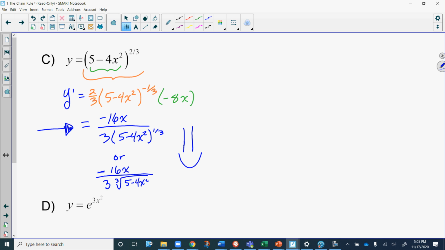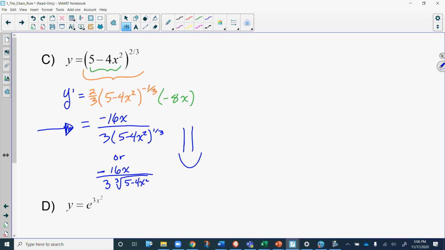Again, for the derivative of the whole thing, we're doing the power rule, where I multiply by the 2/3 as my exponent, and we drop the exponent by 1 using the power rule. So that's where I have that orangish color of 2/3 times (5 minus 4x squared) raised to the power of negative 1/3. And then I take the derivative of the inside part, which gives me a negative 8x. And then I just multiply through and see what I get.